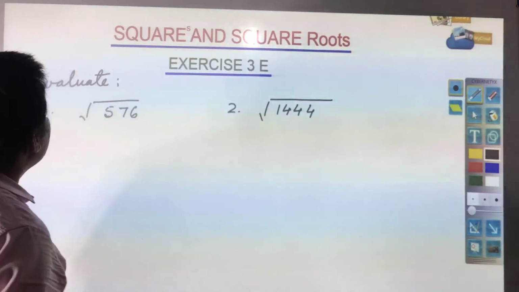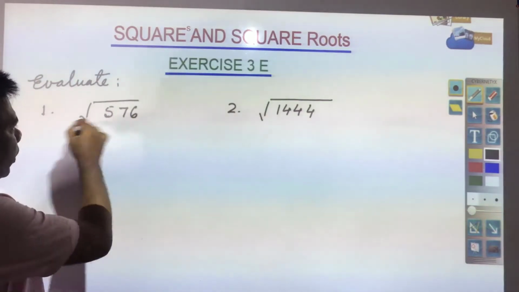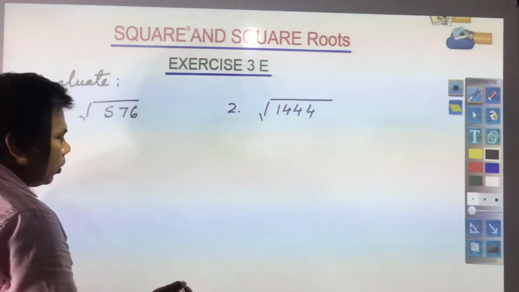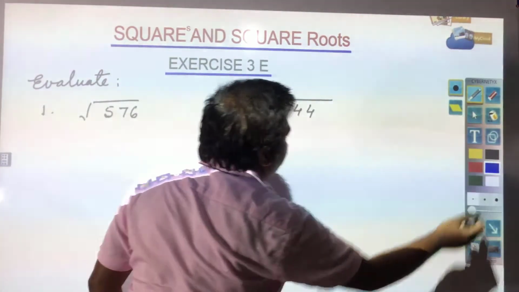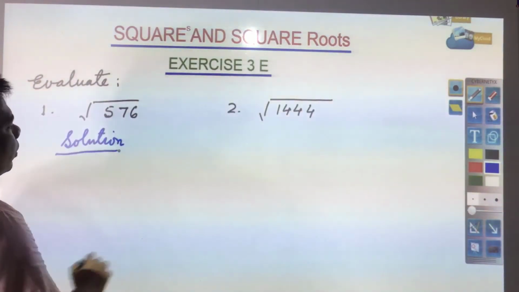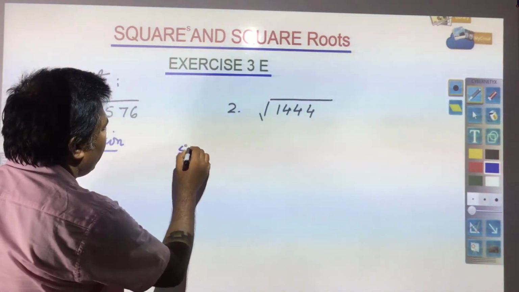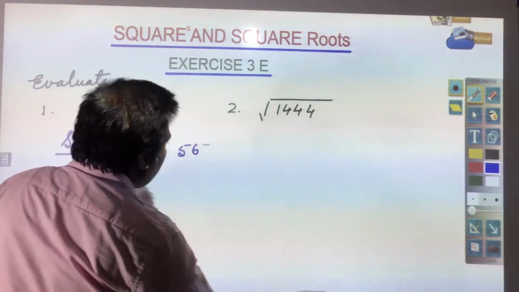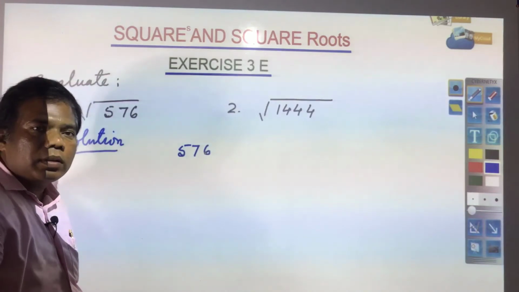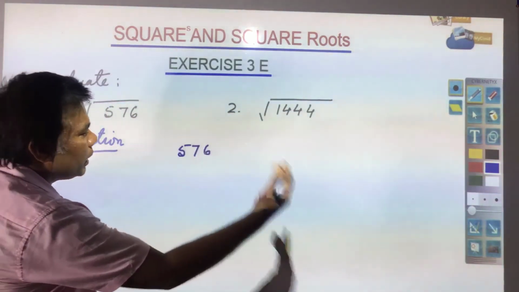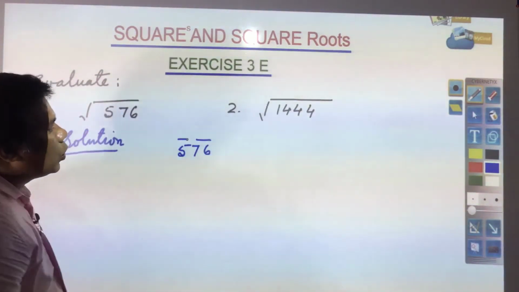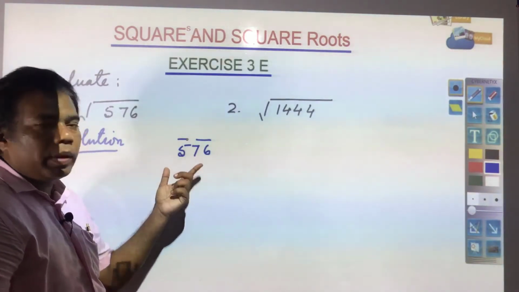Here you have the first question, evaluate the square root of 576 by the long division method. So, how we will do, just you see. As you remember, last day it was told, suppose you have the number 576, we need to pair the digits and we should start from the unit digit, from the extreme right. Suppose this is your first pair and this is alone. So, two periods you have made, these are called periods.